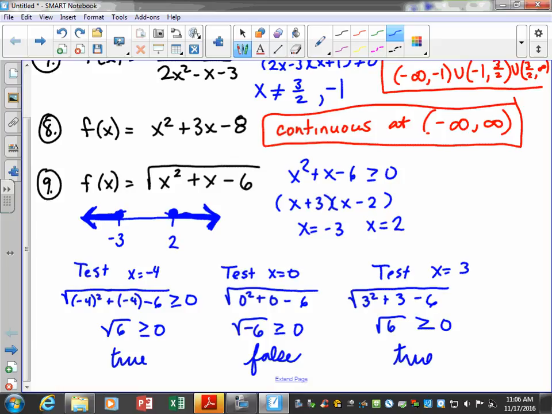So describe those regions to me that we graphed on the number line. So continuous, we'll now say continuous at: negative infinity to -3 with a bracket this time, union. And then it's going to pick up where? Bracket 2 to infinity.